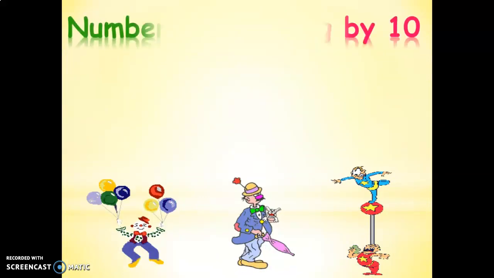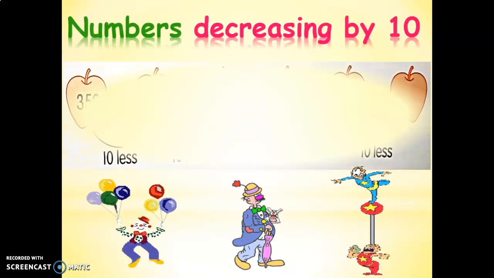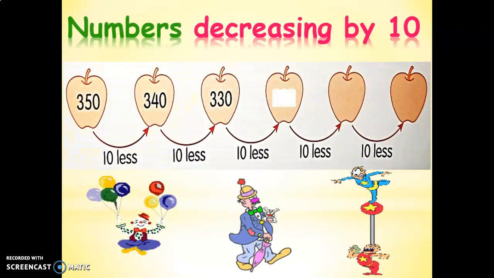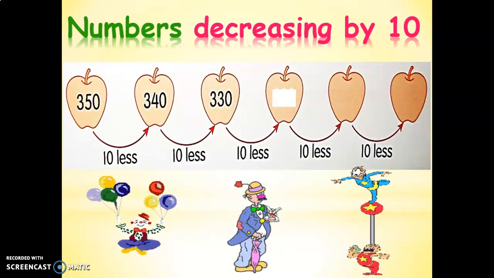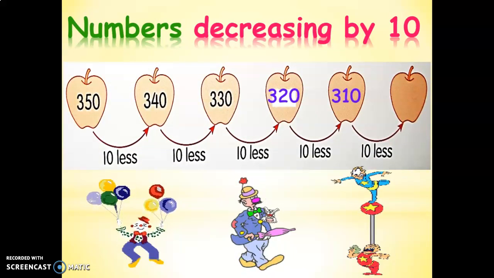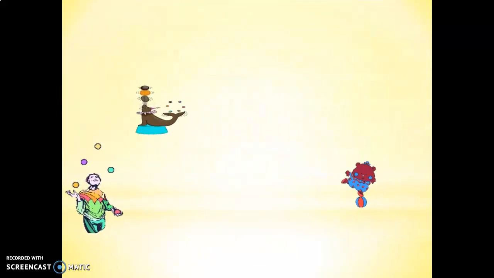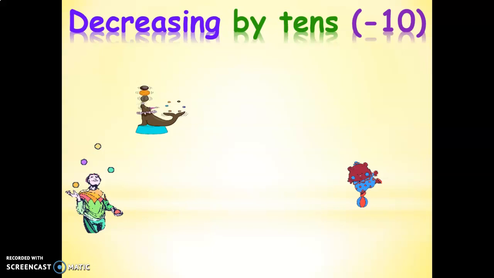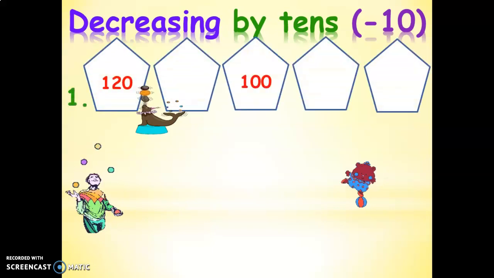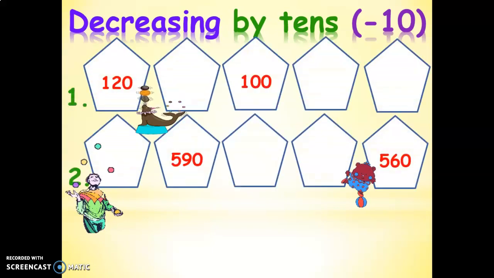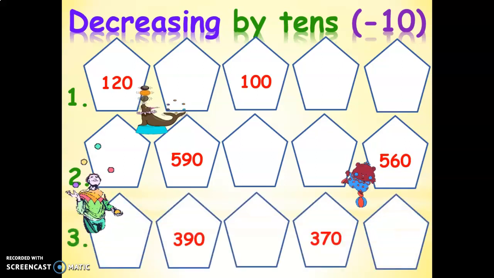Let's have a few more examples. Again, numbers decreasing by 10. If you will look closely, the next 3 numbers should be. Now let's try to answer this drill. Again, you have to do decreasing by tens. Think of the answer for number 1, for number 2, and for number 3.